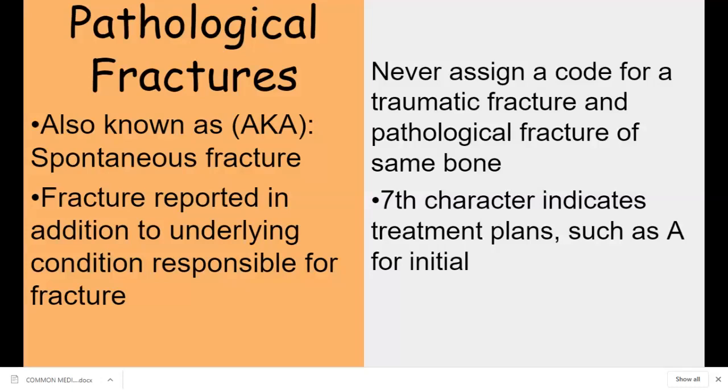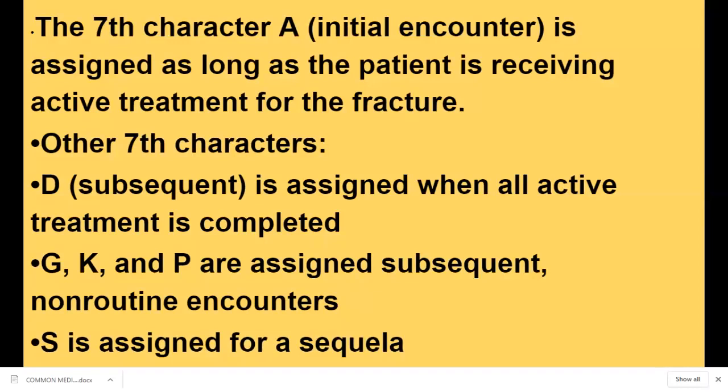This is where those seventh characters are going to come in real handy, and you're going to need to remember what we learned. The seventh character A, initial encounter, is assigned as long as the patient is receiving active treatment for the fracture. Other seventh characters: D is subsequent, assigned when all active treatment is completed. G, K, and P are assigned for subsequent non-routine encounters, and S is assigned for sequela.